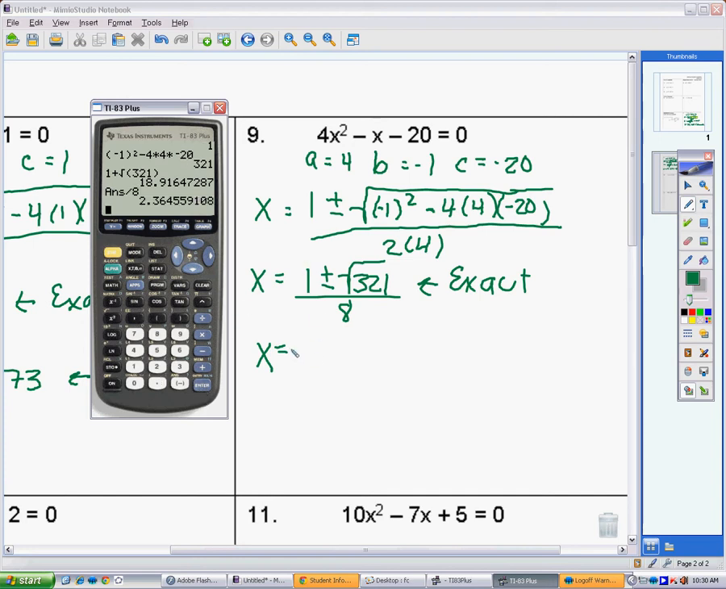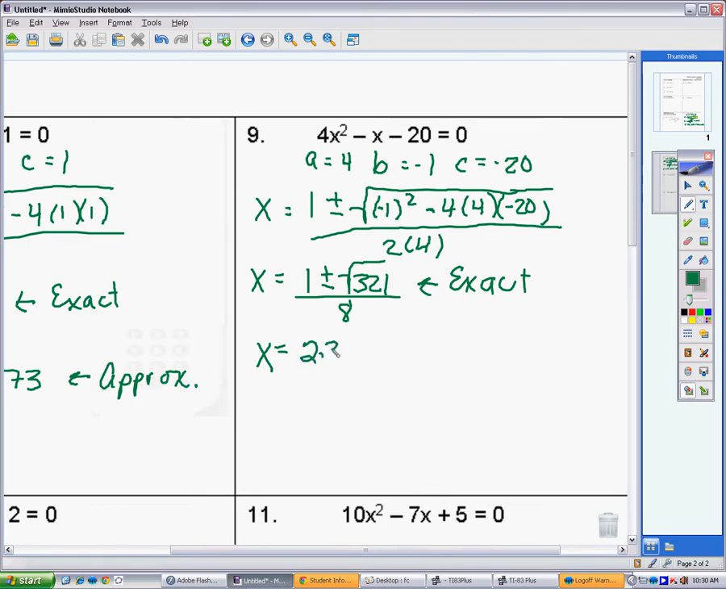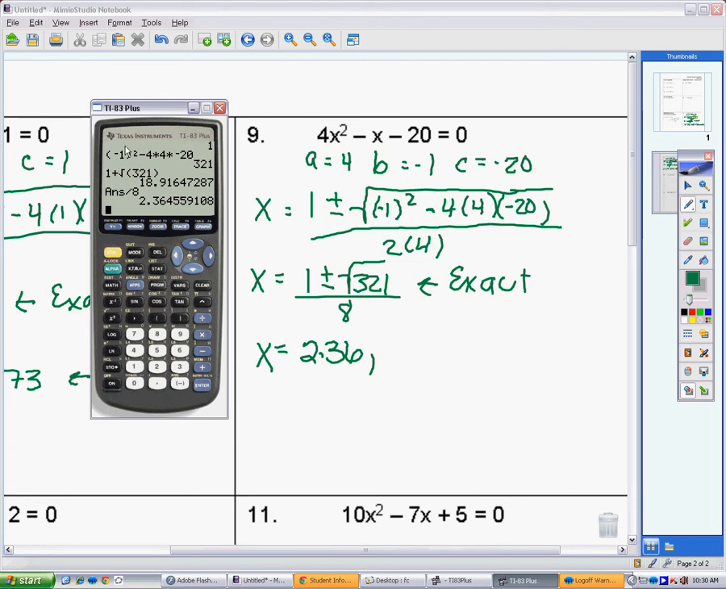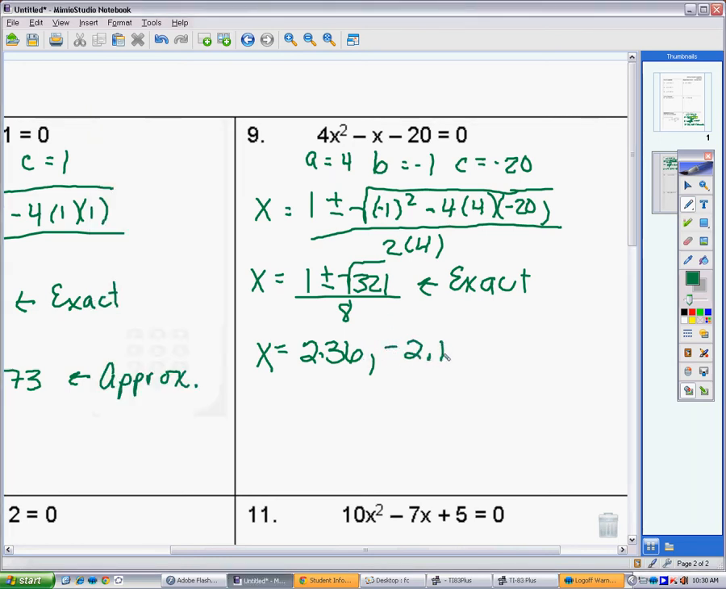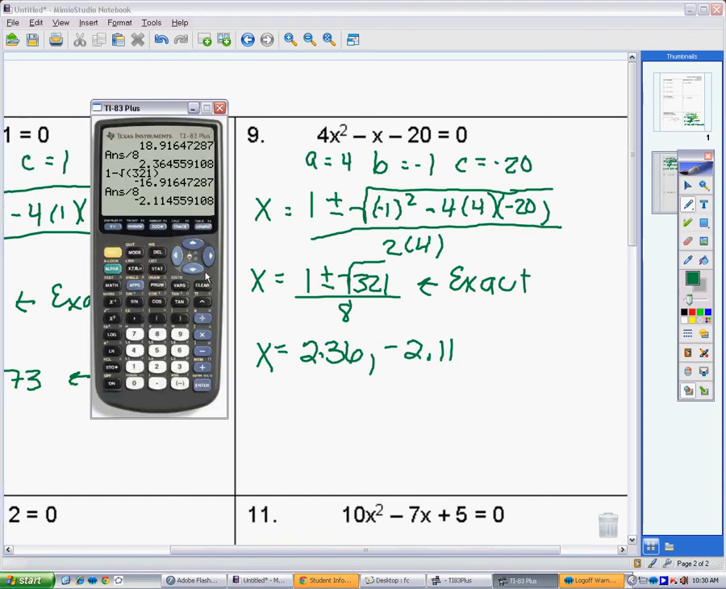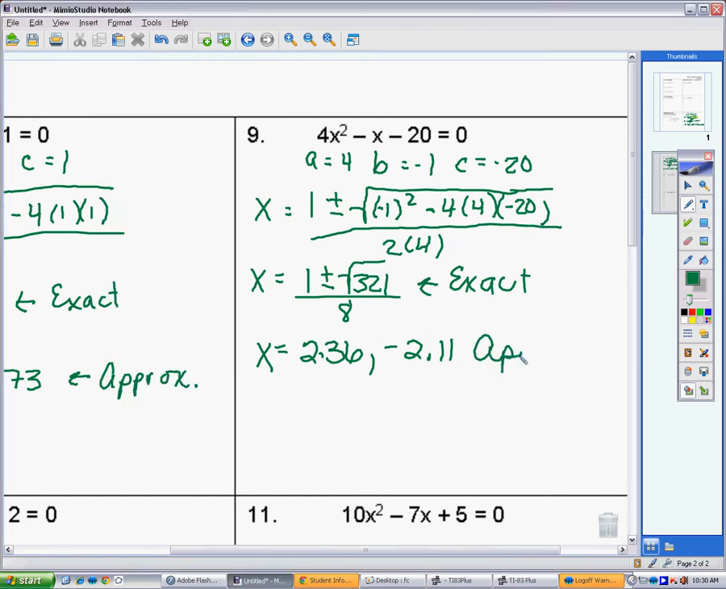And I get 2.36. So 2.36 is one of my solutions. And I'm going to do 1 minus square root of 321. That's my numerator. And I'm going to divide by 8, my denominator. And it goes through at negative 2.11. Again, I'm rounding to 2 decimal places. Okay, so this is my approximate answer. That's where my parabola touches my x-axis.